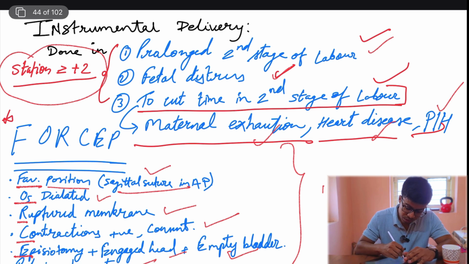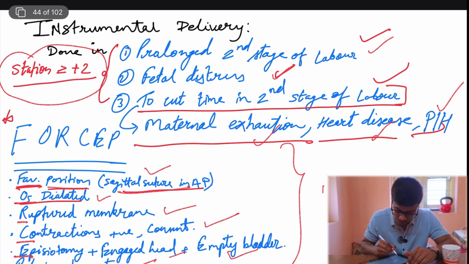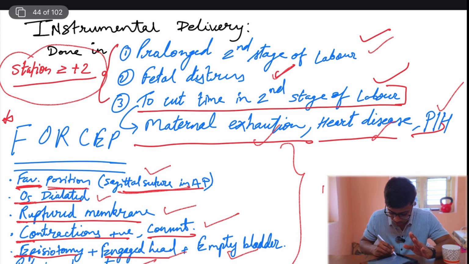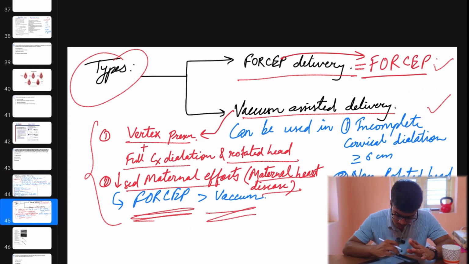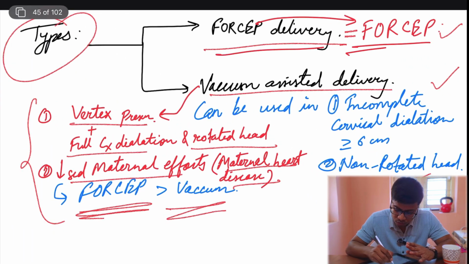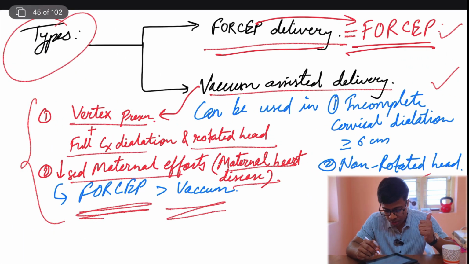Forceps, this mnemonic is very, very important. Forceps: favorable position, sagittal suture in AP should be there, os dilated should be there for forceps delivery, then ruptured membranes should be there, contraction positive, and consent should be taken. Episiotomy, engaged head, empty bladder should be done, and pelvis should be adequate. So next are the types. We have forceps delivery. Again, that mnemonic you have to learn because it's very important.